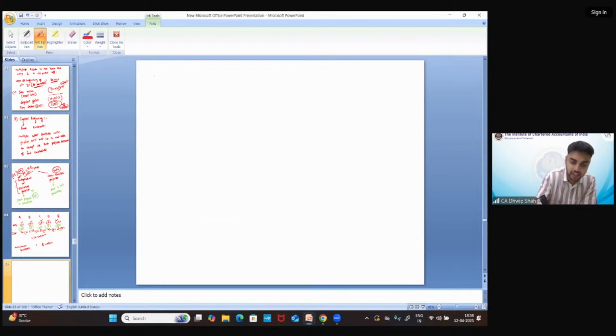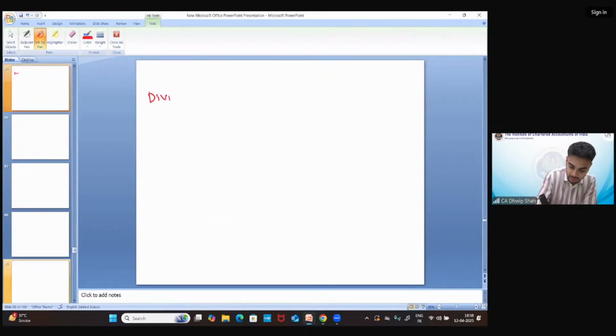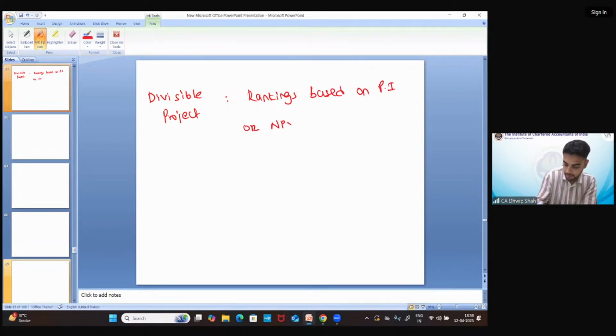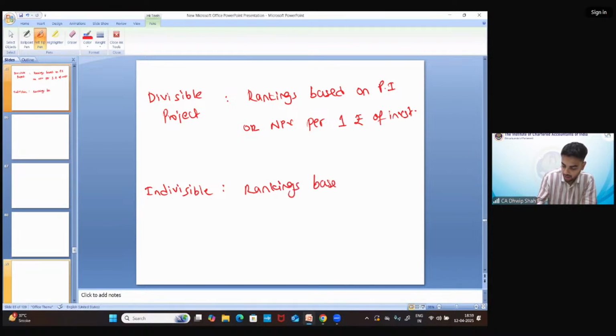So the conclusion of capital rationing situation is, if projects are divisible, that means part project is possible, then give rankings based on PI or NPV per 1 rupee of investment. Means 1 रुपया लगाने पे मेरा प्रोजेक्ट कितना एनपीवी जनरेट कर रहा है, that is NPV per 1 rupee of investment. And if the projects are indivisible, that means part project is not possible, you give ranking simply based on NPV. And then select those projects which has highest NPVs. Okay?